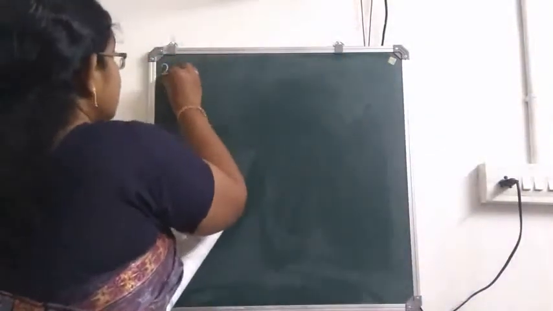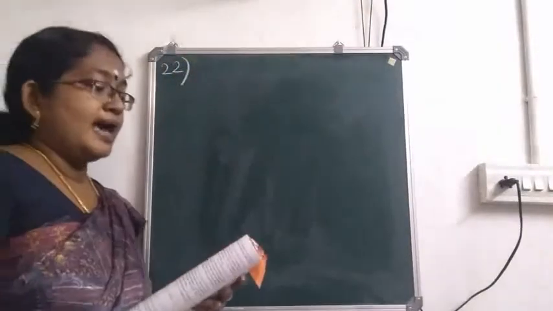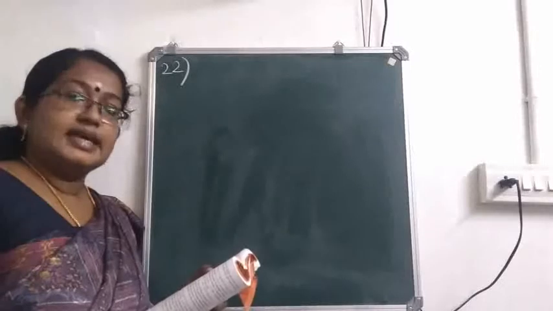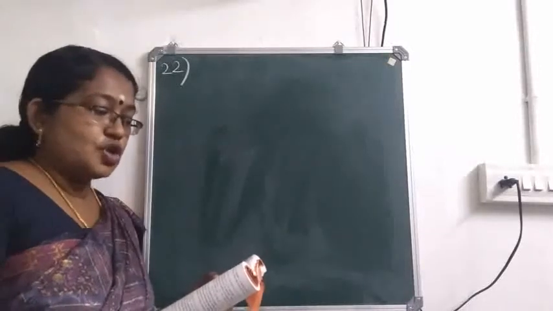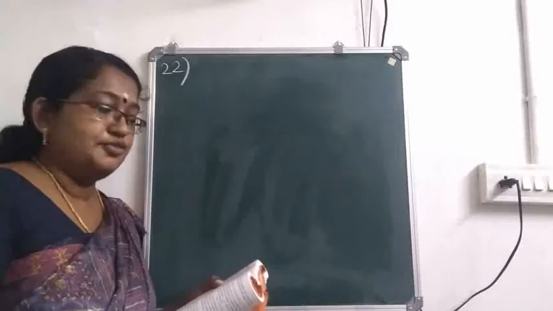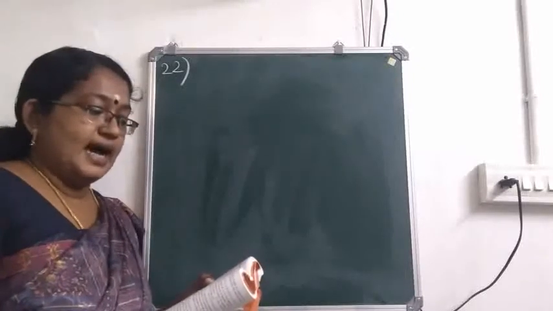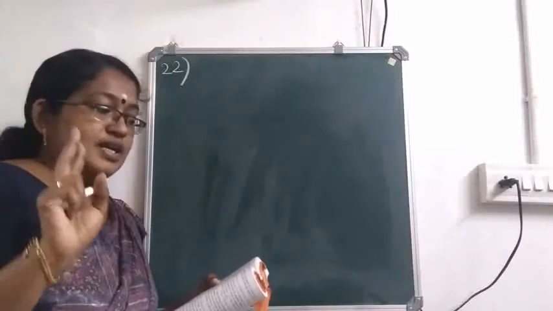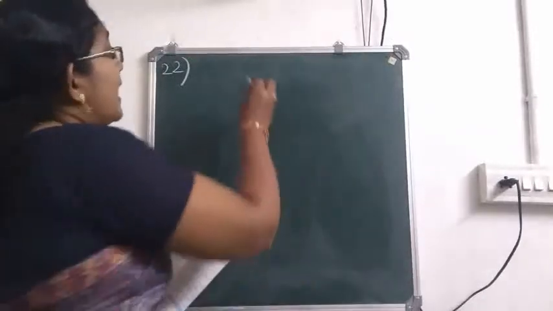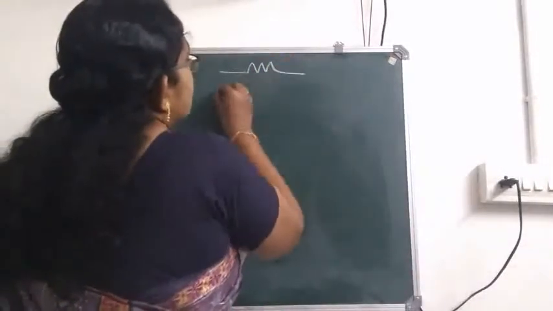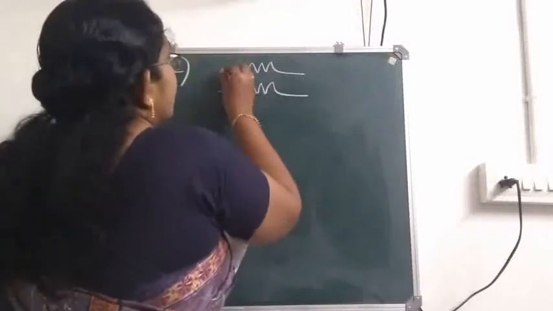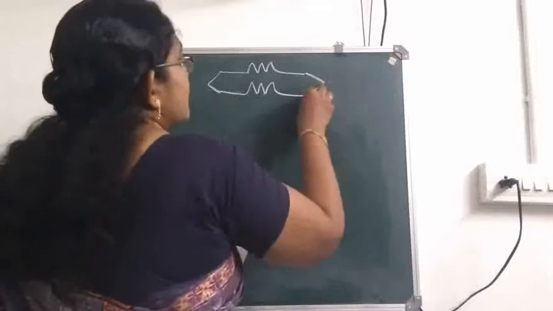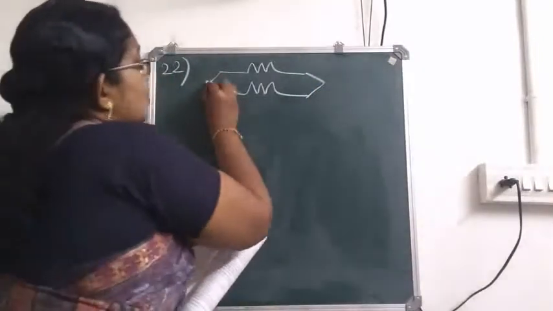Okay. Question number 22. Two resistors of resistance 4 ohm and 6 ohm are connected in parallel to a cell to draw current 0.5 ampere from the cell. Draw a labelled diagram of the arrangement. So here we are having two resistors which are connected in parallel, isn't it? So first question is to draw a diagram. So we are considering two resistors connected in parallel to a cell.